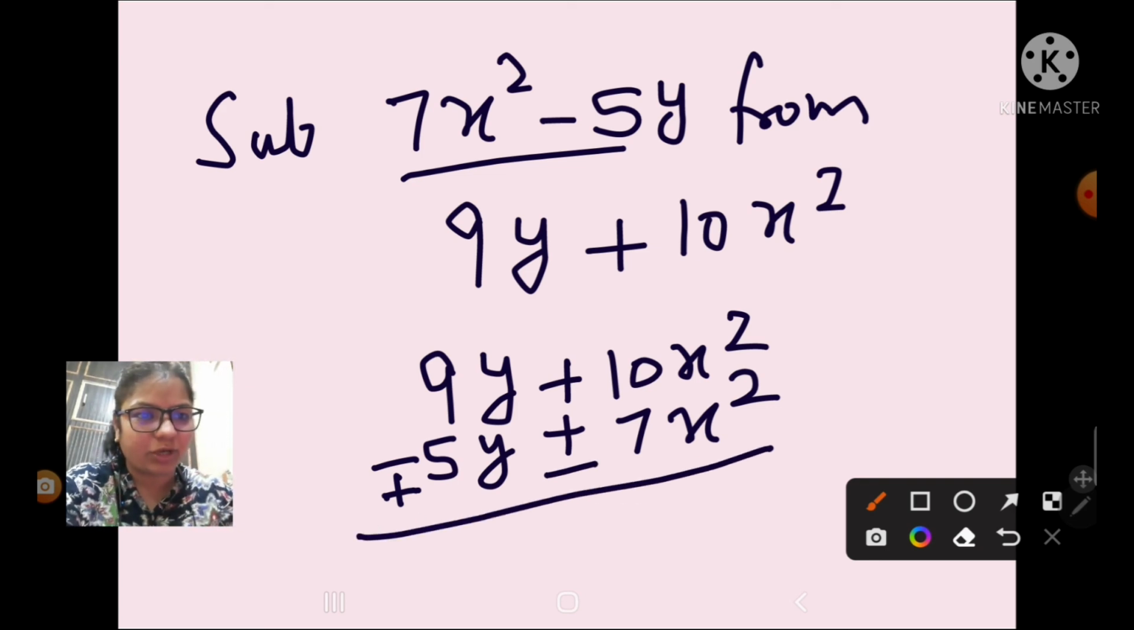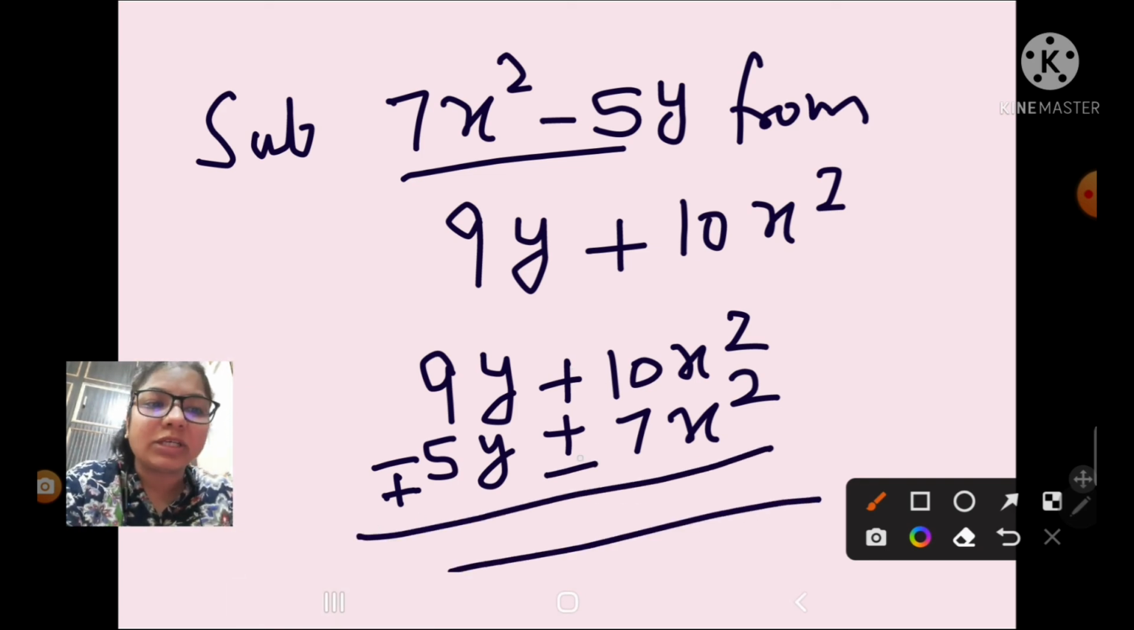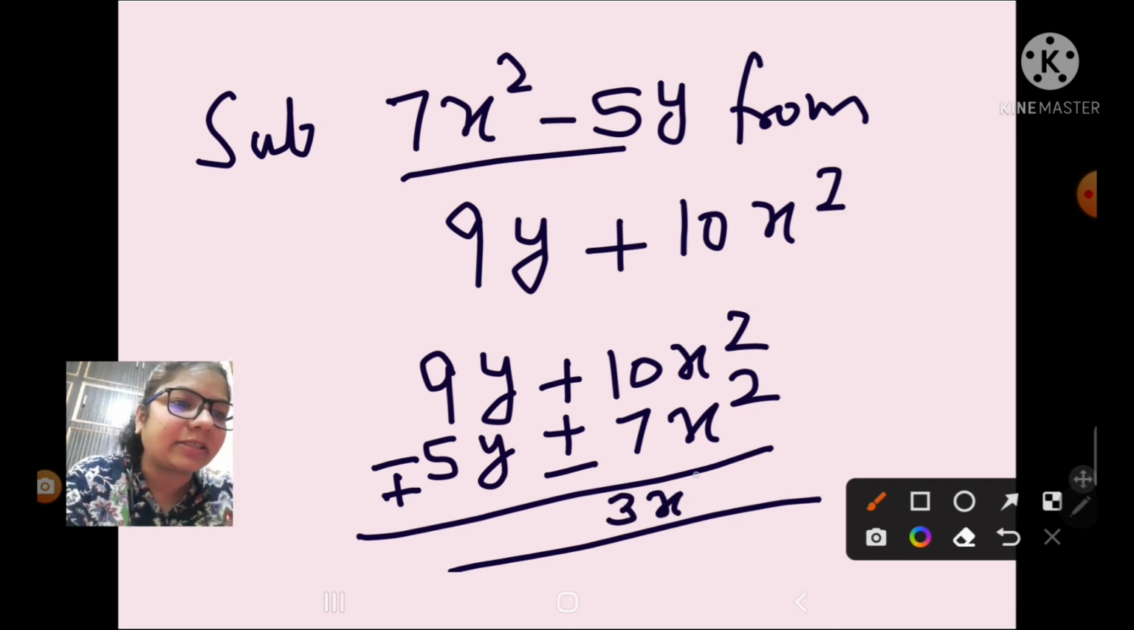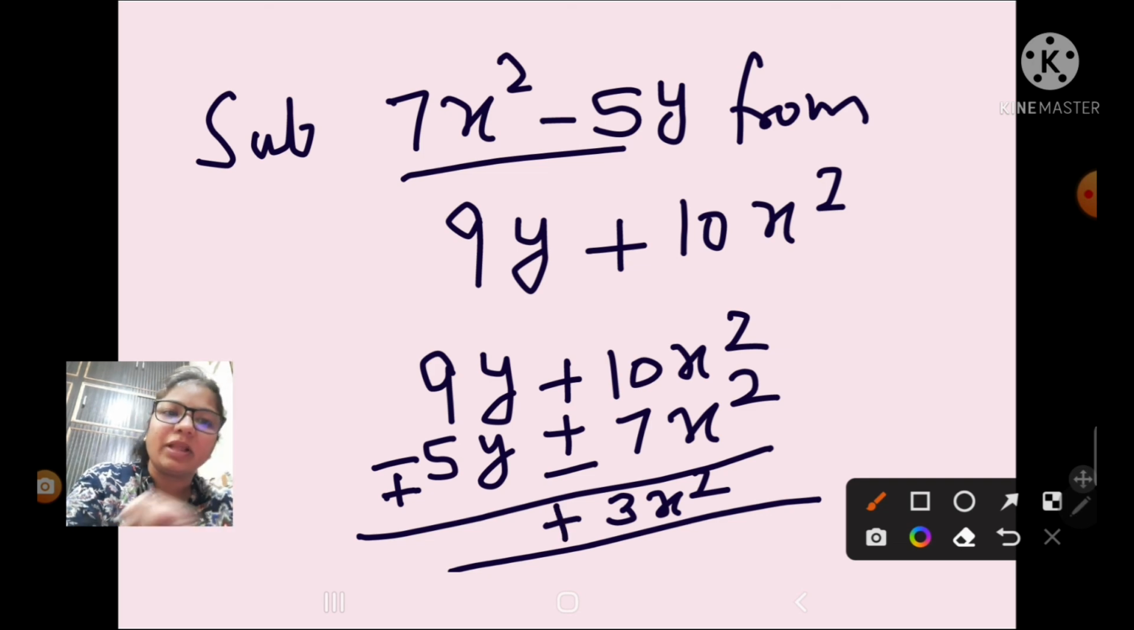So now let's subtract them. Now the terms are having opposite signs. Terms having the same sign, we add. Terms having opposite signs, we subtract. So 10 minus 7 is 3x square. The bigger term is positive, so I will put here plus. Next, both terms have the same sign, so I will add them. 14y, and the bigger term is positive, so this will be plus.